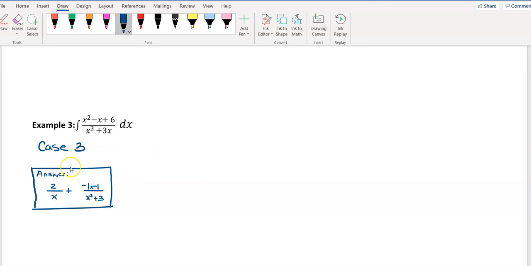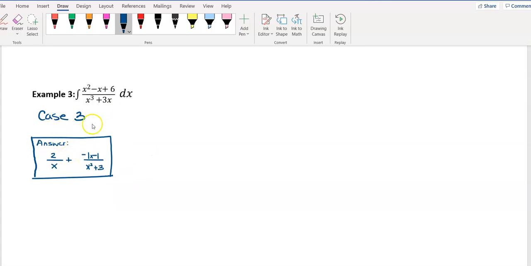Okay, so what we're going to do is jump to example 3. And example 3 lines up with case 3. And again, I kind of cut our answer from case 3 and put it here so that we'd have it to reference. So our integral is what we started with in case 3, which is this lovely rational function here. And then we are going to make it into partial fractions using our answer from case 3 above. So our partial fractions are going to be 2 over x plus negative x minus 1 over x squared plus 3. Now, this 2 over x here is fine.